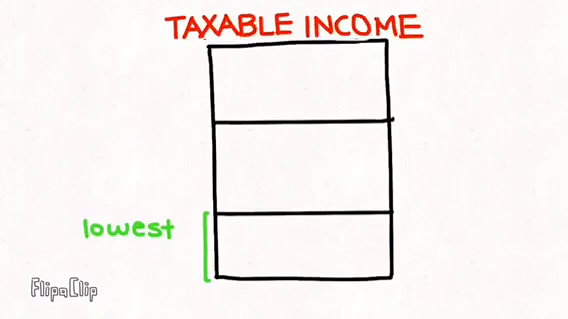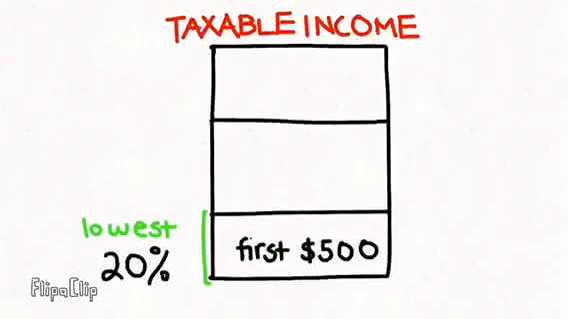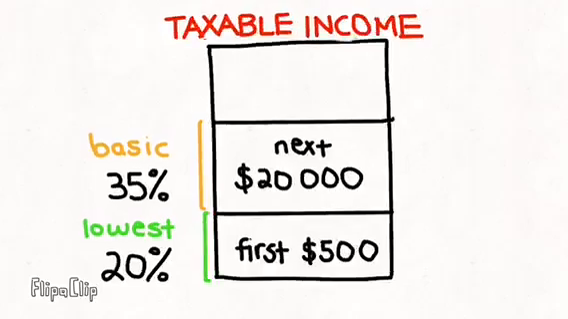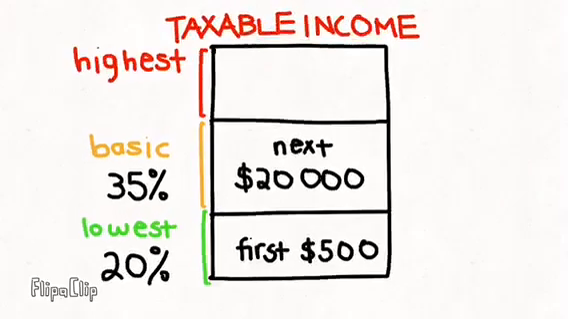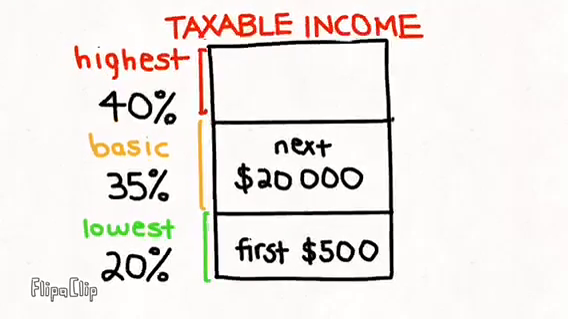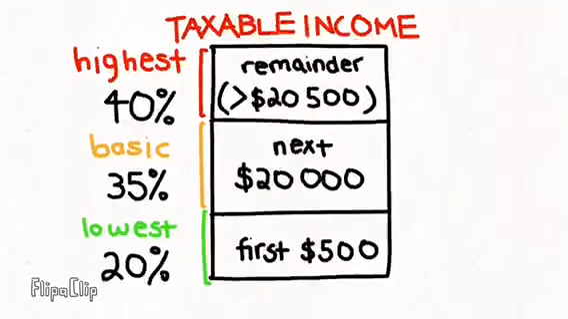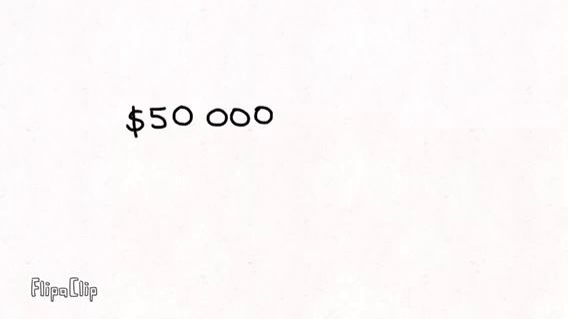The lowest rate of income tax accounts for 20% of his first $500. The basic rate of income tax accounts for 35% of the next $20,000, and then the highest rate of income tax accounts for 40% of any taxable income remaining. Jeff can calculate the amount of tax he has to pay through multiplication.